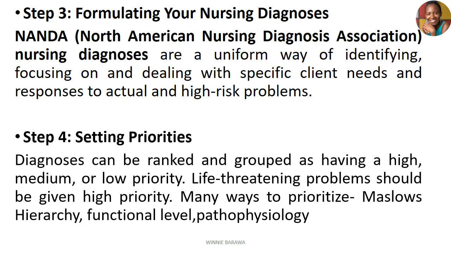And the fourth step is setting priorities. So when you have formulated the nursing diagnosis, we are supposed to have priorities. Priorities means start with the high risk going to the low risk. So there are some diagnoses you cannot put as the last one. By priority, it means the nursing diagnosis you put as the first one is the one you're going to put most of your energy in. So you do not want to put something that is not of priority at that particular time.